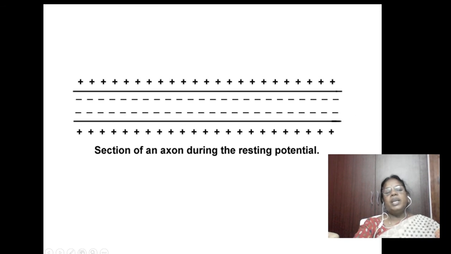So here you can see the nerve fiber. This is the wall of the nerve fiber, the first wall and the second wall. This is the axon. Here you can find the Cl- ions present inside of the membrane. So the inside of the membrane is negatively charged, and the outside of the membrane is positively charged because of the presence of more Na+ ions. So this is the resting potential.